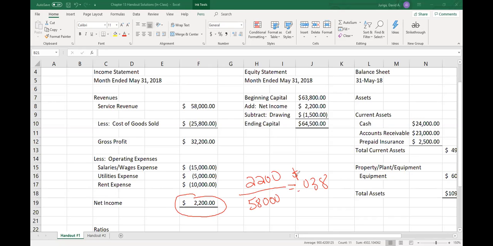What that means is they're keeping about 4 cents on the dollar. That's net. That's assuming you paid all your bills. For every dollar of sales revenue, you're keeping about 3.8 cents. Sometimes they like it as a percentage, but I like to look at it more in terms of a dollar amount, because I think that makes more sense to you. You're keeping almost 4 cents on the dollar.